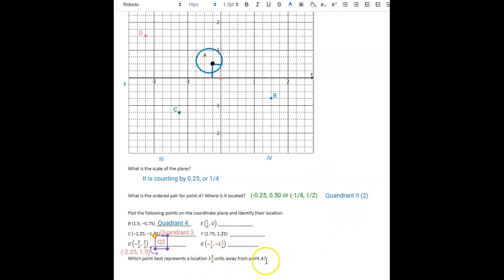Please pause the video and practice plotting the remaining 3 points. After you are done, you may resume the video to check your work, but pause the video now.